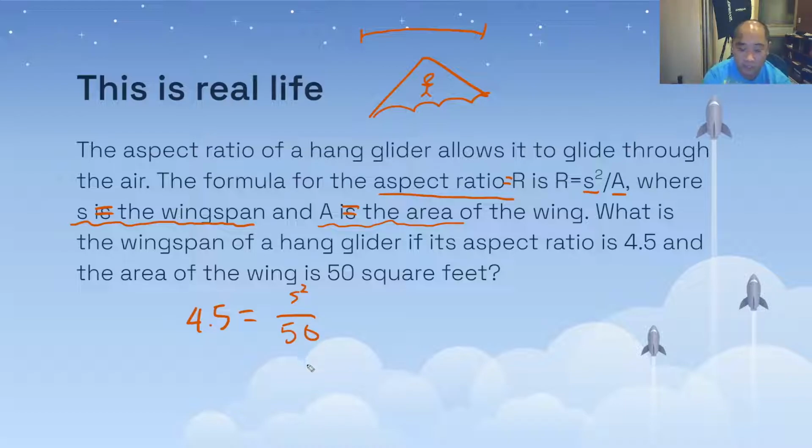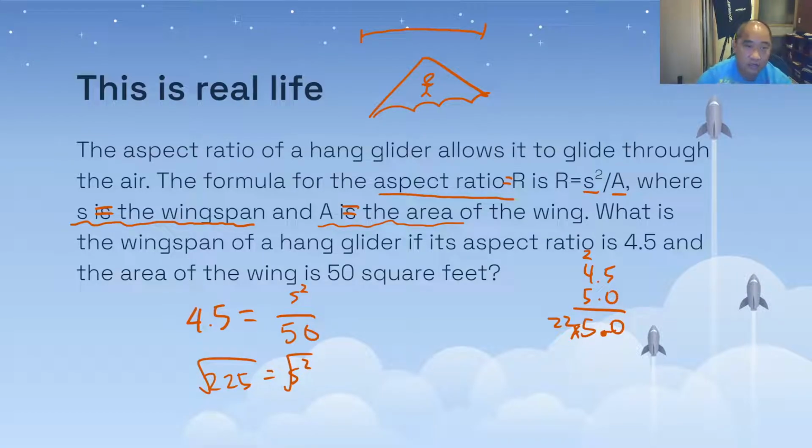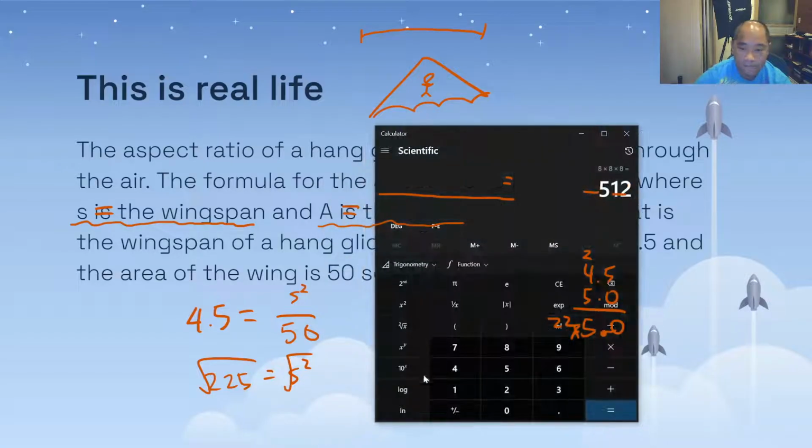So we just plug those into the equation and this is what we get. So we can multiply both sides by 50. And what is 4.5 times 50? 225. So it's 225 equals S squared. And we take the square root of both sides. It's 15.